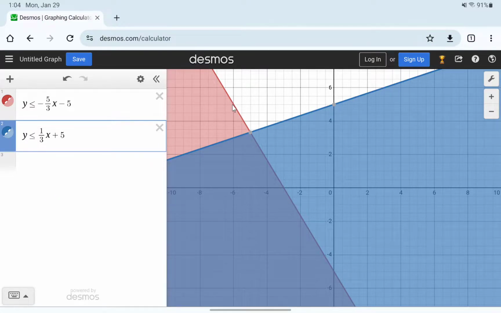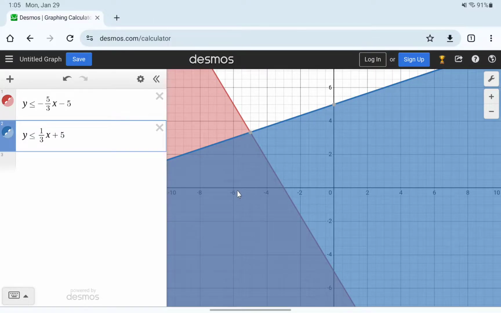We can see that red line, we're shading everything below that and shading everything below this blue line. We're looking for that region of overlap, which would be this section of the graph. When we're asked to give one point in the solution set, we have an infinite number of possibilities. We just need to choose any point that's in this region or along those boundary lines for this region.